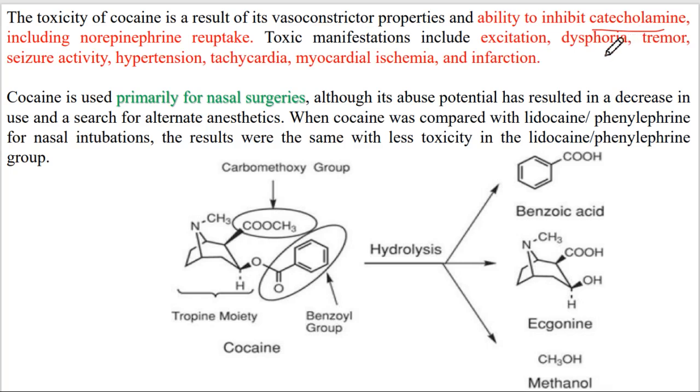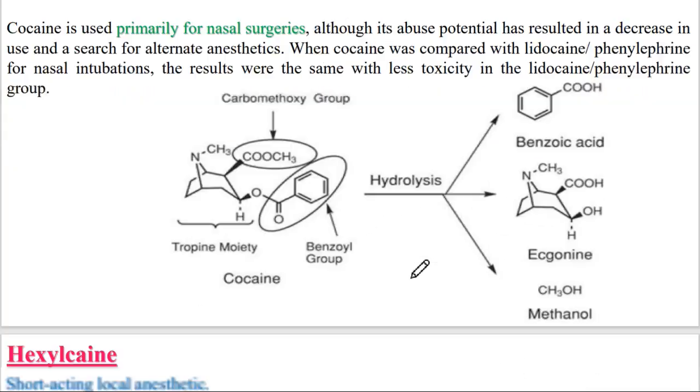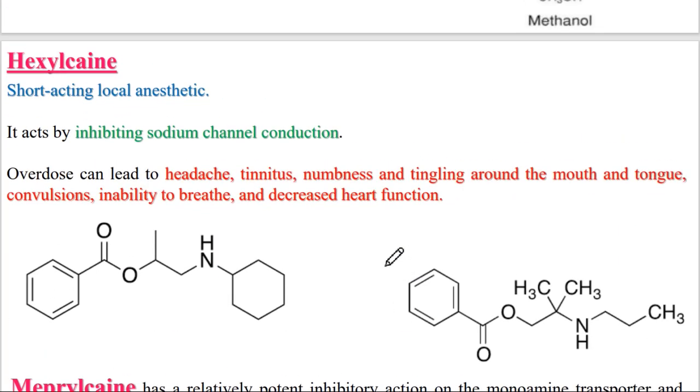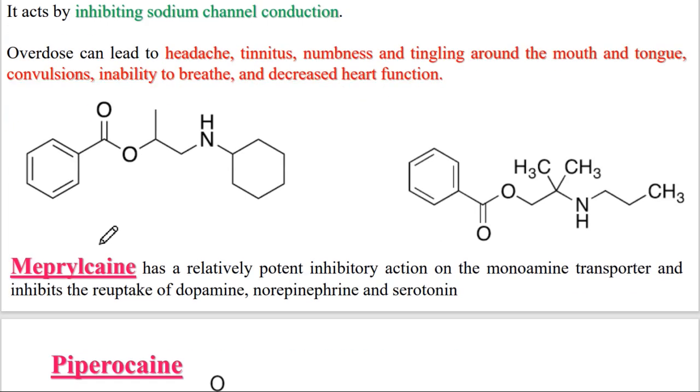And this is generally the metabolism. By hydrolysis, you get ecgonine, methanol, and benzoic acid. Then we have the next drug, hexylcaine. It is a short-acting local anesthetic that inhibits sodium channel conduction. Overdose can lead to headache, tetany, numbness, and tingling around the mouth and trunk. Sometimes convulsions also occur, with inability to breathe and decreased heart function.